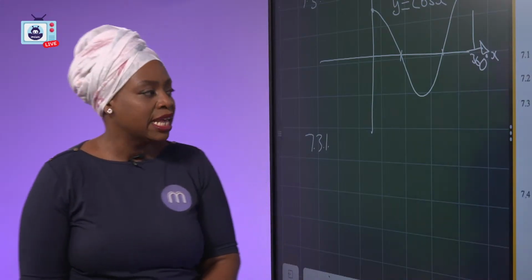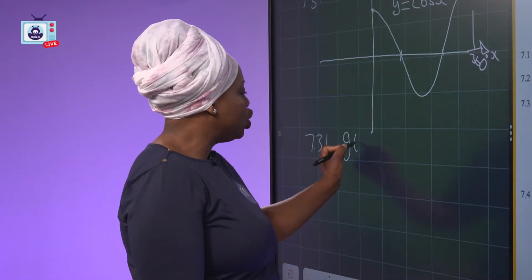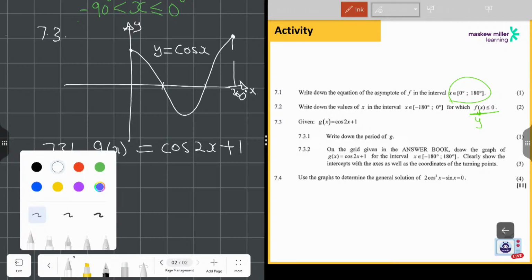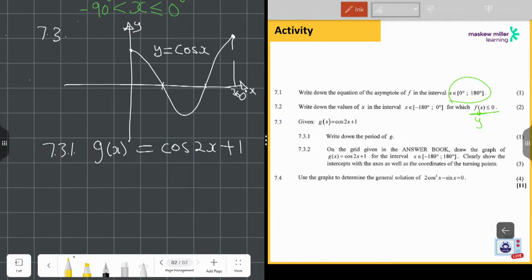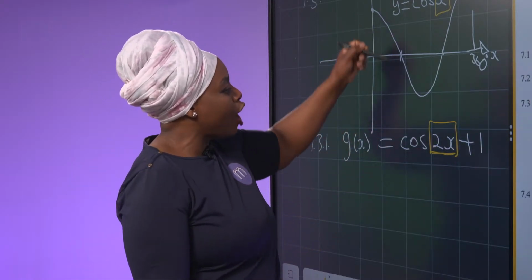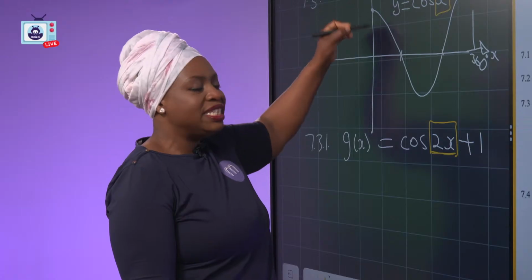So look at this. What will then be the period of g of x equals cos of 2x plus 1? Do you see now there's a difference between my 2x and my x? That's what tells me how the period will be determined. So what you're going to do is take your normal period that you'd usually have, and then divide by 2. Why? Because every point of x that we should have will be divided by 2.